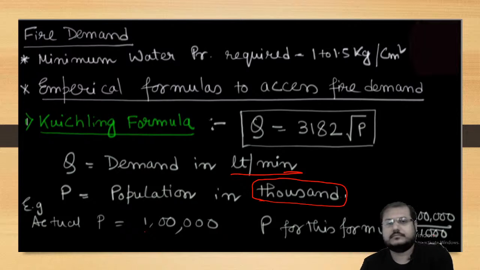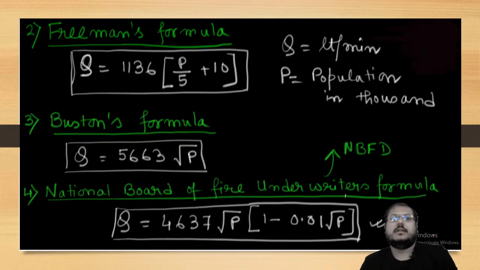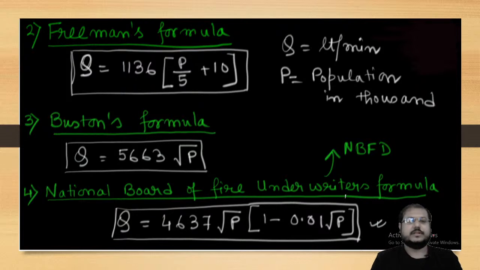Now, the second formula, Freeman's formula, where Q is equal to 1136 into (P by 5 plus 10), where Q is in liters per minute and P is the population in thousand, the same meaning as before. Buston's formula is an extension of Kuichling's formula, where Q is equal to 5663 under root P.